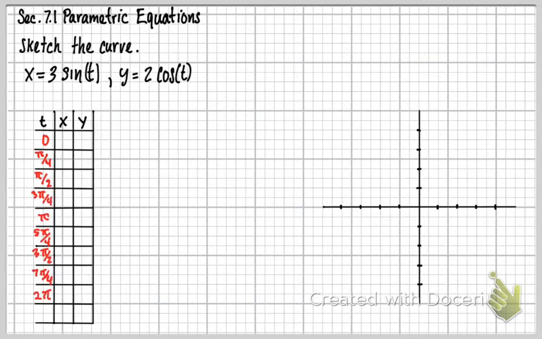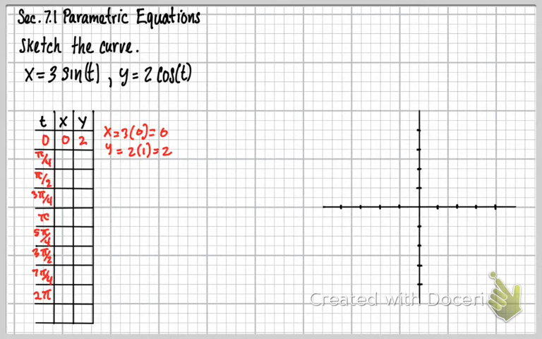So there we go. Now when I plug in 0 for sine here, for my x, I'm going to get 3 times 0 because the sine of 0 is 0. So that's going to be 0. And for my y, the cos of 0 is 1, so I'll get 2. So this is going to be 0, 2. I'm going to run through all the rest of these.